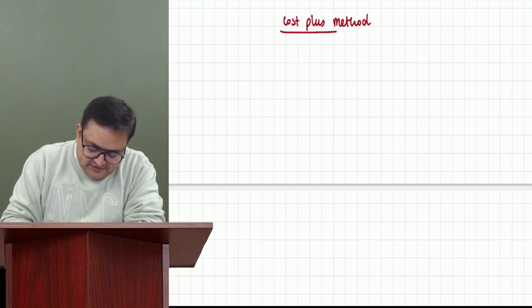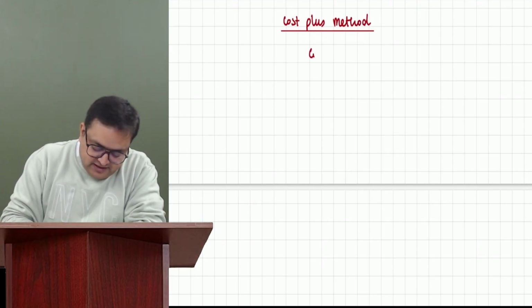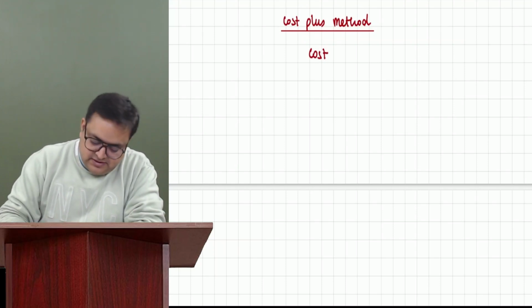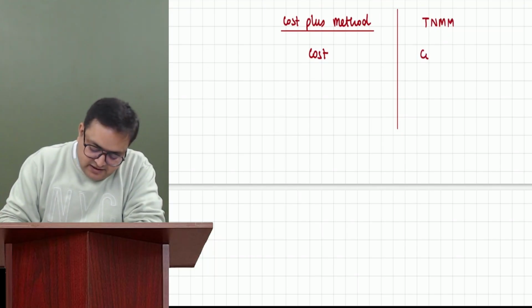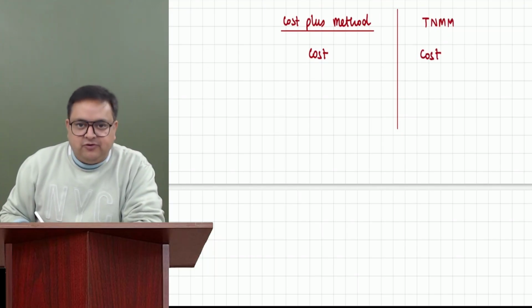Please tell me, in the cost plus method, what were we doing? We were taking our cost. Here also, in the transactional net margin method, we'll be taking our cost. The starting point will be our cost. What is our cost?